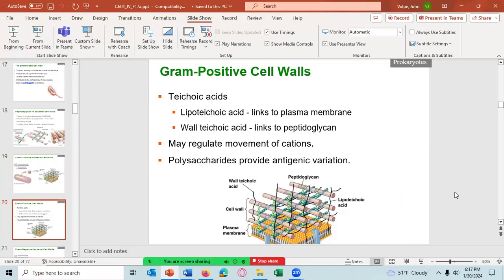The polysaccharides in the gram-positive cell wall can provide antigenic variation, which can be used to classify the bacteria.